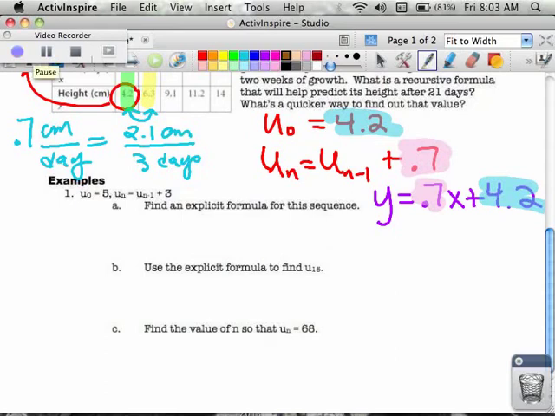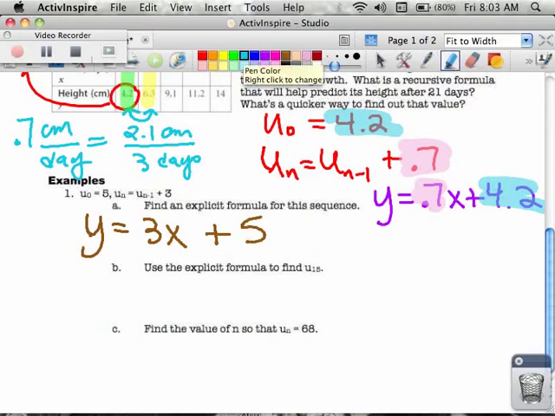Okay, so when we're looking for the explicit equation, remember we're always in y equals at that point. And the number that goes in front of the x is whatever your increase is by. So in the recursive equation, I notice that it says plus 3. That means I'm going to have 3x. And the starting value is 5, so I go with plus 5. And again, when we're matching things up, my y-intercept is whatever the starting value is, and my slope is what I'm going up by. The second part to this is find u_15.